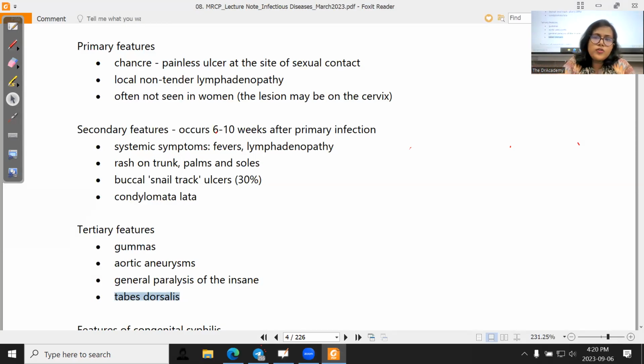And tabes dorsalis particularly affects the cord. It's a cord pathology. It has a very wide variety of presentation, but tabes dorsalis can present as a mixed upper motor and lower motor neuron type of lesion in the legs, okay? And Argyll-Robertson pupil is also seen in neurosyphilis.